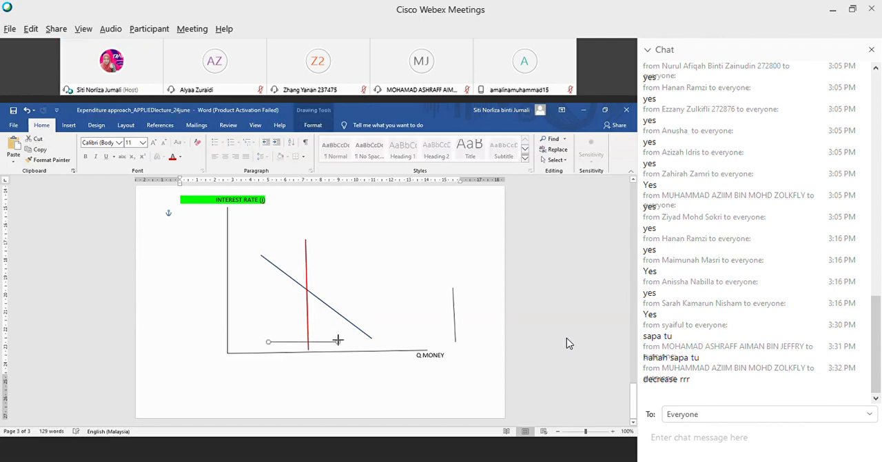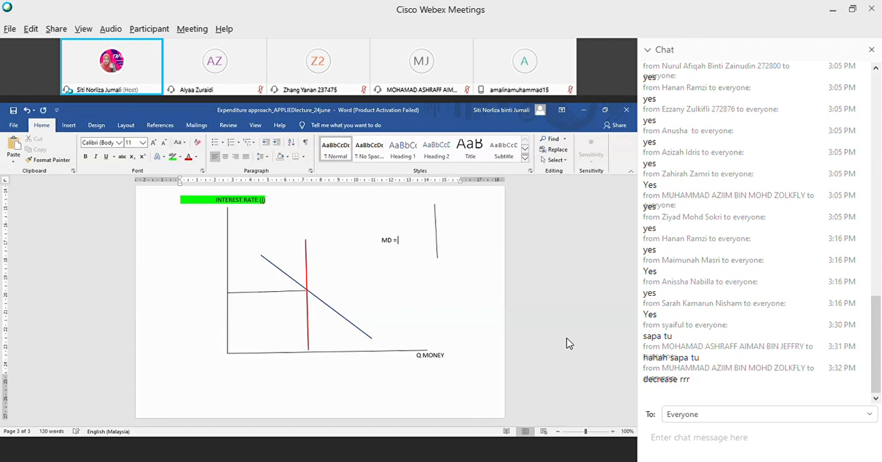The R equilibrium is derived from when MD, this is money demand, and the red one is the money supply. So when MD is equal to money supply, we get equilibrium I.